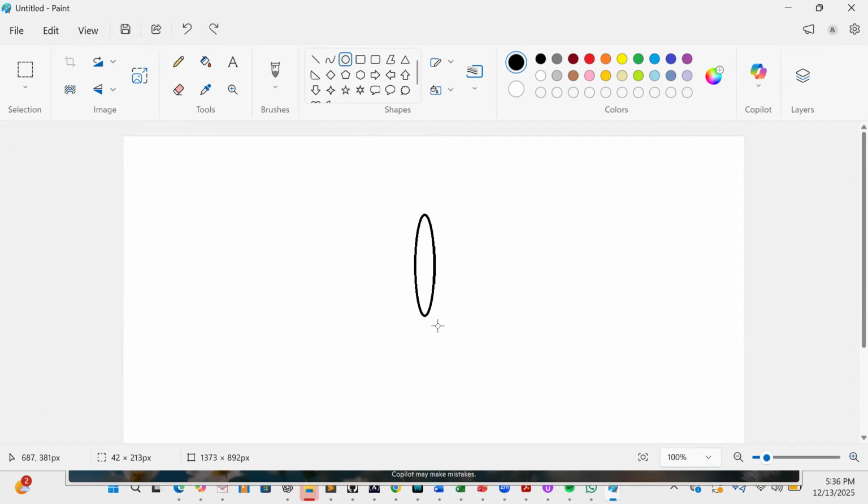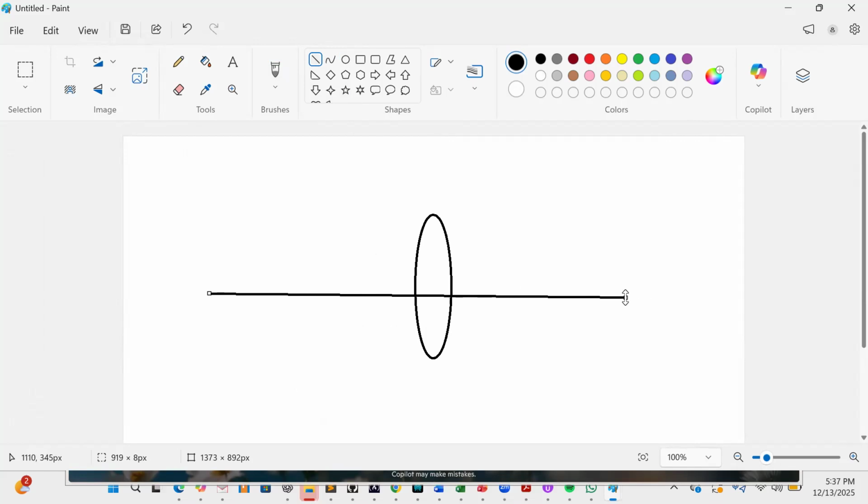All right, so we have for lenses those parallel rays of light that come from infinity.